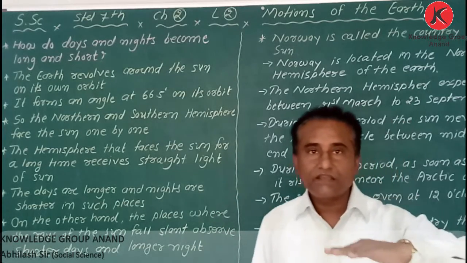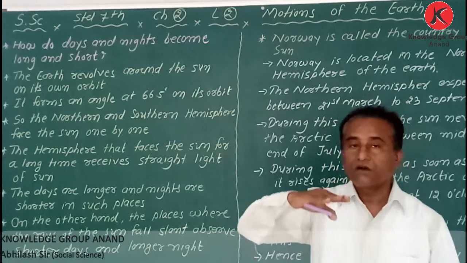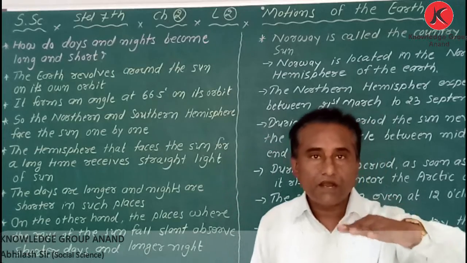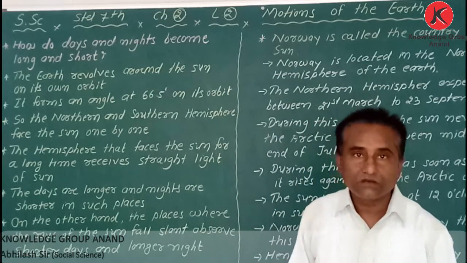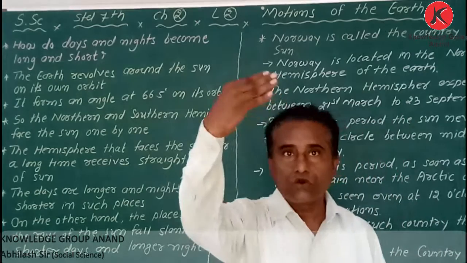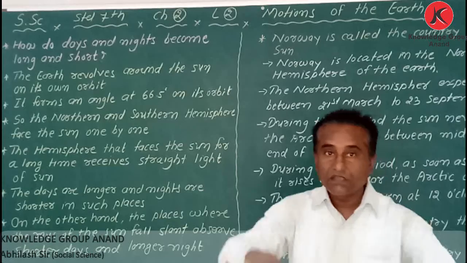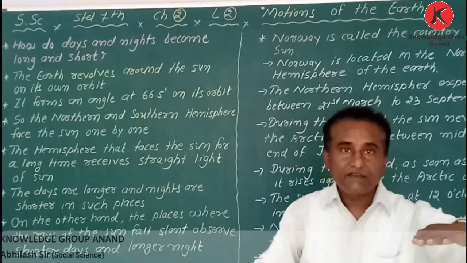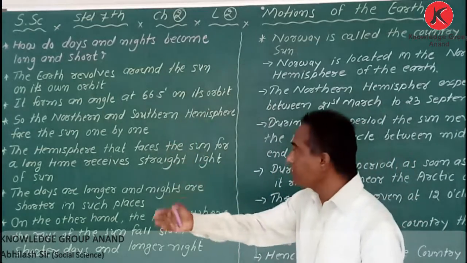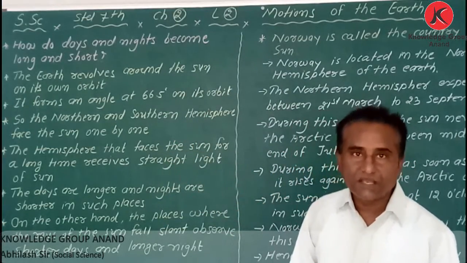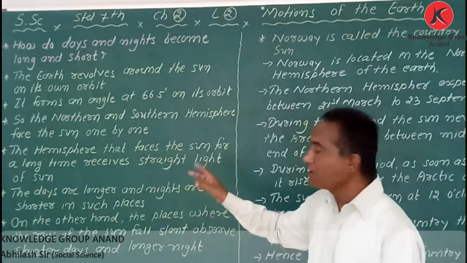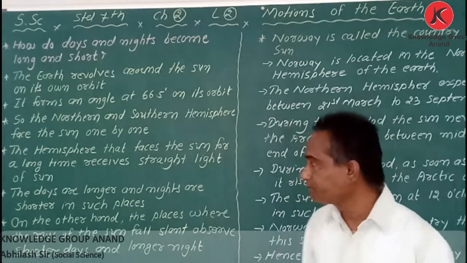The Earth is divided into two hemispheres. The part above the equator is called the northern hemisphere, and the part below the equator is called the southern hemisphere. It is divided by one line, that is called the equator. Both the northern and southern hemispheres face the sun one by one.